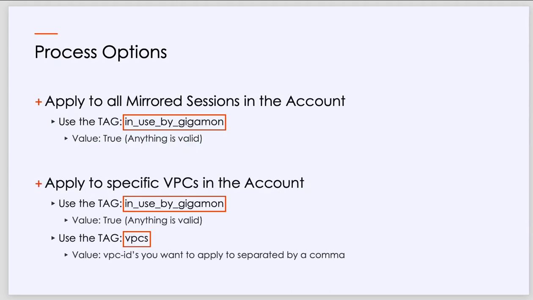Our options are to either apply it to every mirrored session within the account, which is a simple use of a tag, "in use by Gigamon," which means that every VPC mirror you create will use that filter. The value for the tag is irrelevant. I just put true, that way you know it's in use. And if you only wanted to apply it to specific VPCs, you'll add an additional tag of VPCs and then list the individual VPCs you want to apply it to, which is what we're going to do during this demo.